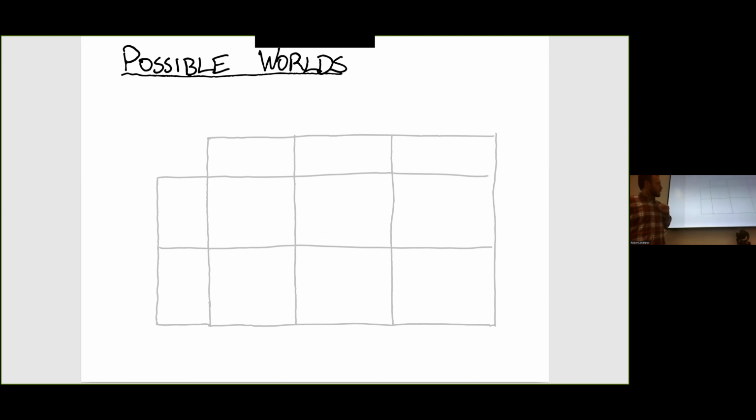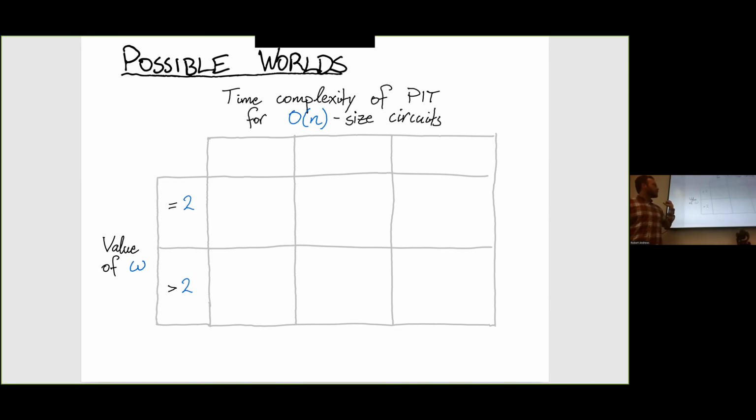So let's think about the possible worlds that we could maybe live in. I'm going to measure the world in 2 dimensions, and they're the most important dimensions of our world. One is the value of omega, which could either be 2 or larger than 2. And the second most important fact about our world is the time complexity of PIT. Here I'm just going to restrict it a little bit. I'm looking at circuits of linear size.